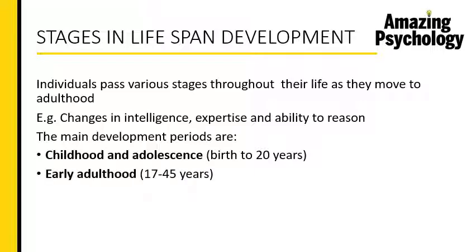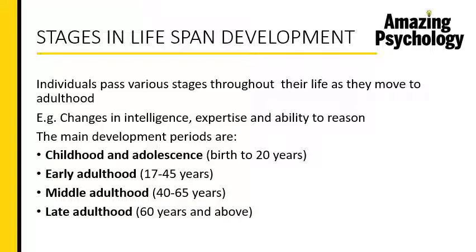Next is early adulthood. Early adulthood is considered to start at the age of 17 and goes on till the age of 45 years. Middle adulthood starts at around 40 years and goes up to around 65 years. And then there's the final phase, which is late adulthood, which starts at around 60 years and goes on till the person dies. Now you can see that there's a certain amount of overlap between all of these because it's not exactly very clear when one stage stops and the other starts, which is why there seems to be an overlap between the years mentioned here.